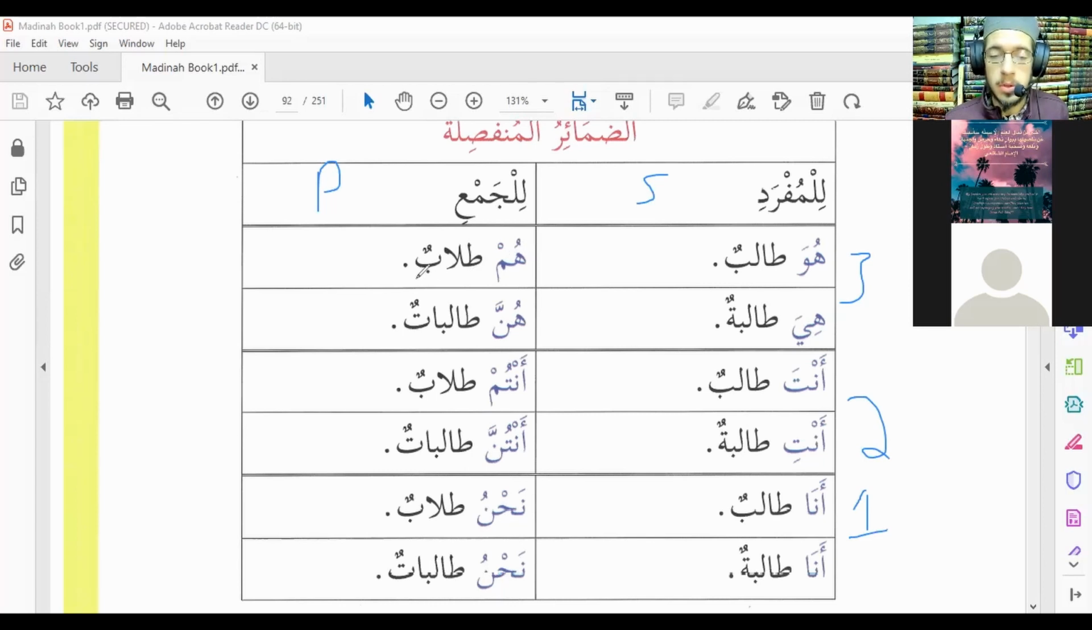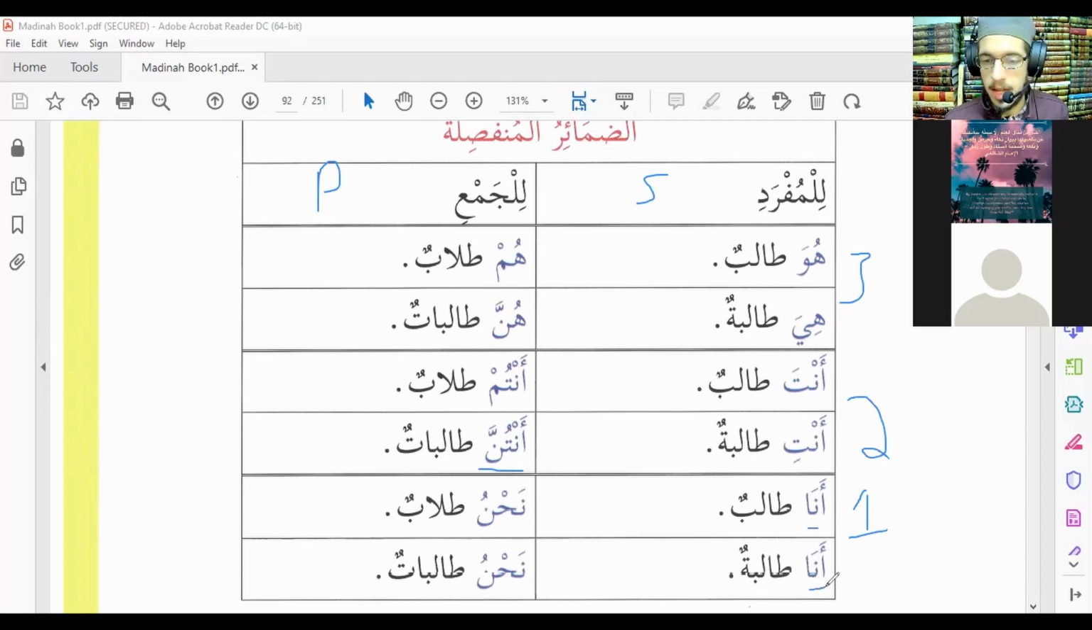Hum tullabun, or hum tulabun. Hiya talibatun. Hunna talibatun, remember that's our exclusive female group. Talibatun, that's the third person, done. Anta talibun, anti talibatun, easy enough. Antum tulabun, antunna talibatun, that's our second person, exclusively feminine group. And then finally, ana talibun, ana talibatun.